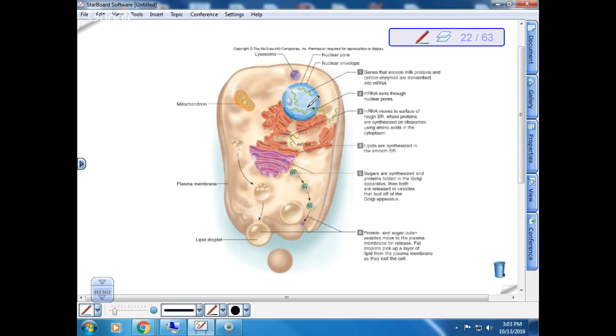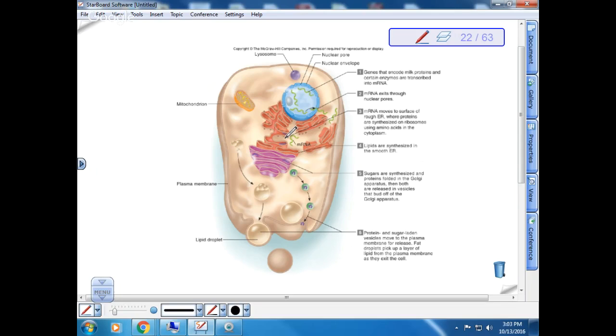Inside the nucleus, we have the DNA, and some of those pieces of DNA code for protein. You'll notice that this piece of DNA can come out through those pores in the nucleus membrane, and then they can bind to the ribosomes on the rough ER, right? So that's the rough ER. The red one? Yes, the red one is the rough ER. Okay.